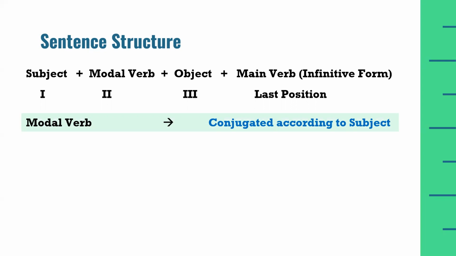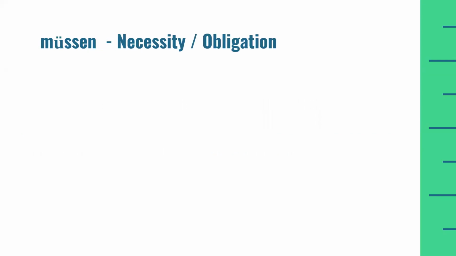At third position, we may have the object, or we may have some preposition, or it can be the case that we do not have any object or any preposition in the sentence and we directly use the main verb at the last position of the sentence. And whenever we use a modal verb in our sentence, the main verb will be used at the last position in the sentence, and the main verb will always be in the infinitive form. So we will not conjugate the main verb when we are using a modal verb at the second position in our sentence.